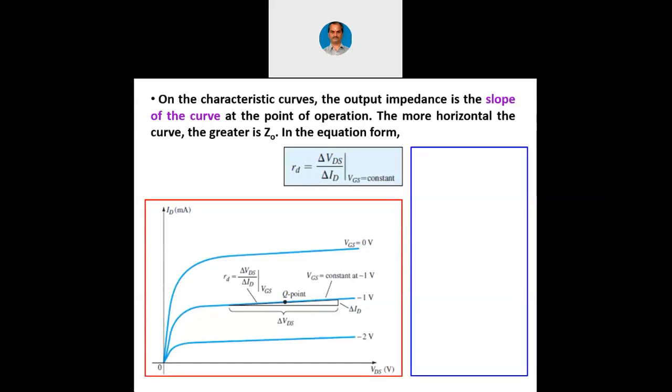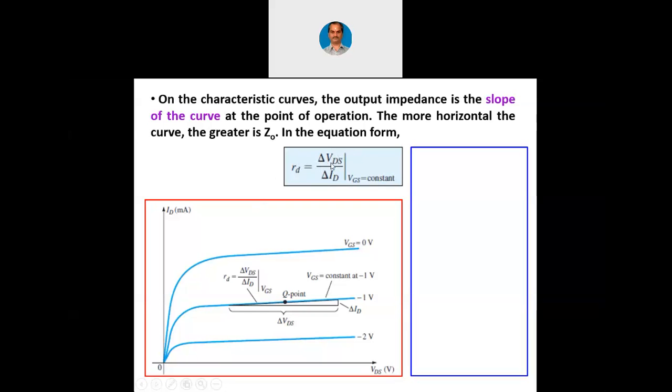You can see this. Whatever I had told till now, it is the same thing here now. You can see this: delta ID is much lesser here and delta VDS is much larger here. Because the delta ID is much lesser here, the numerator is much lesser. When the numerator is much lesser, naturally RD will be much larger, even though delta VDS is larger.